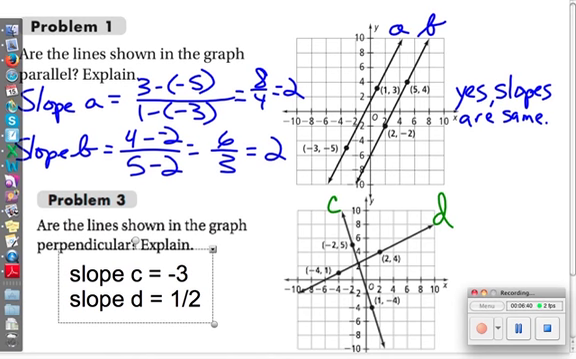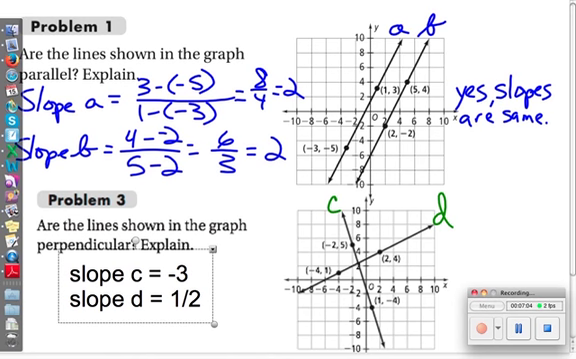No. What could be the slope of D, or if these lines were to be perpendicular, what should have been the slope of line D, let's say? No. If the slope of line C stays at -3, then what would be the slope of line D in order for those lines to be perpendicular?